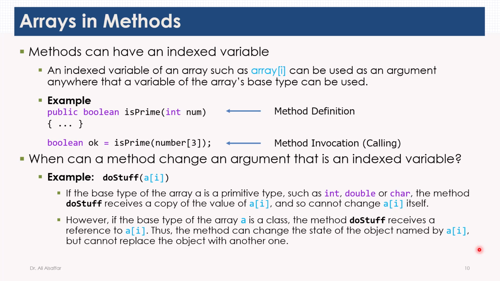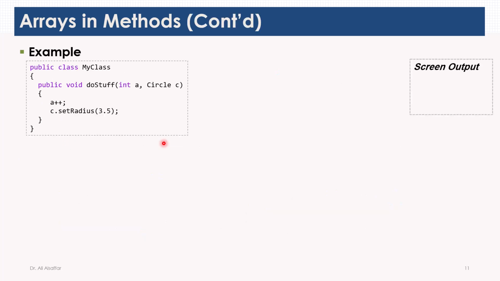What if we are passing a primitive data type, and what if we are passing a reference or a class-based type? In this example, we have a class that has only one method that is called doStuff. It has two input parameters. One is a primitive, which is called A. The other one is class-based, which is called C.